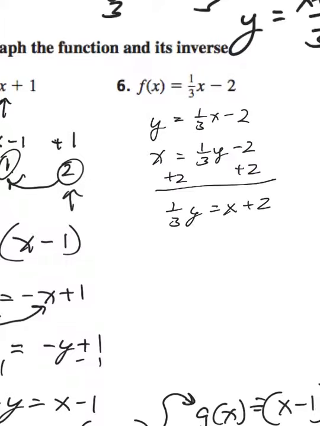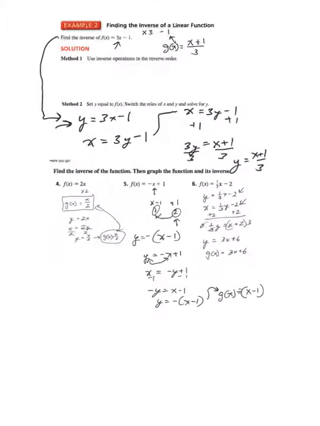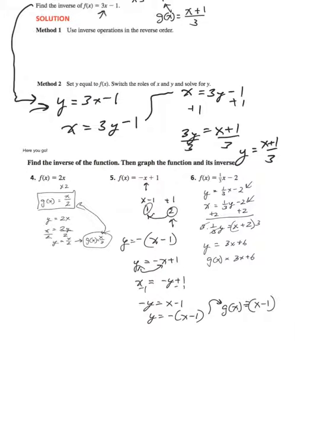Okay, this is what I've got so far. I rewrote this with a y. I added 2 to both sides. And now I need to get this 1/3 y to turn it into a 1y. The way to do that would be to multiply both sides by 3. So the 3's cancel. y equals 3x plus 6. So that will be the inverse function, and we'll give it a different name, g of x, to distinguish it from f of x. So if you were fortunate enough to get that right, good for you.